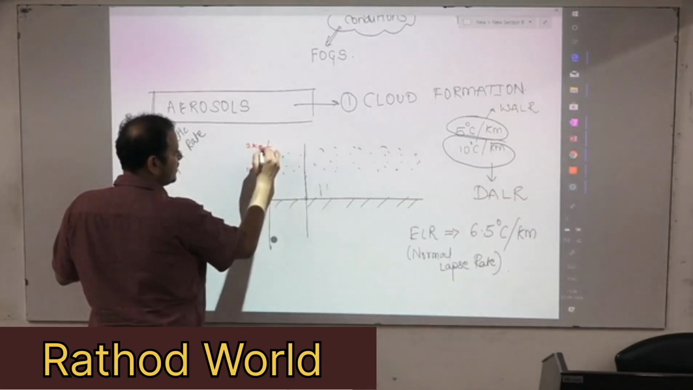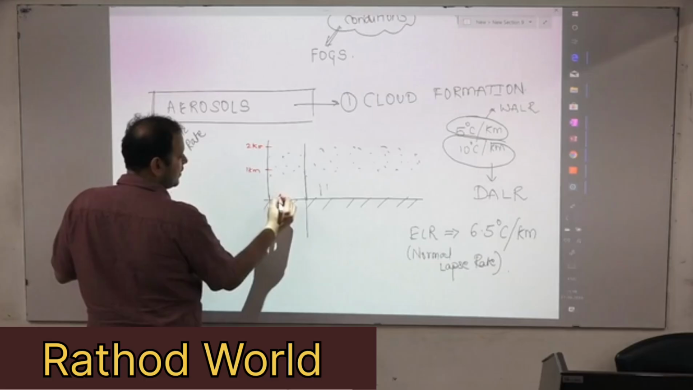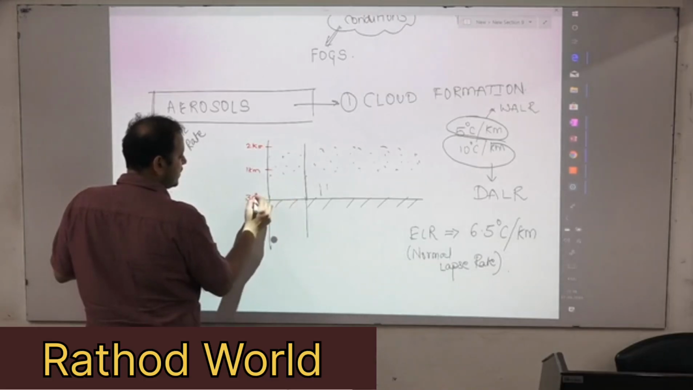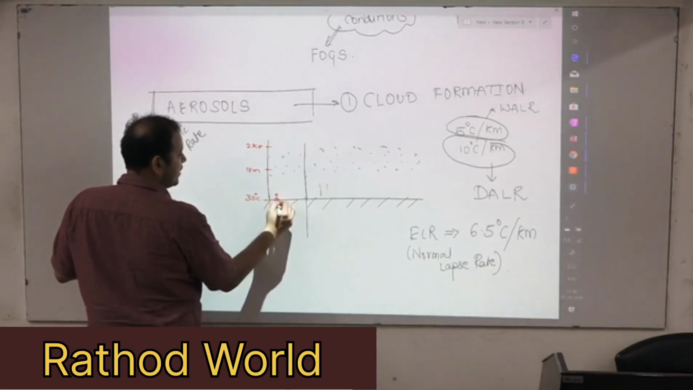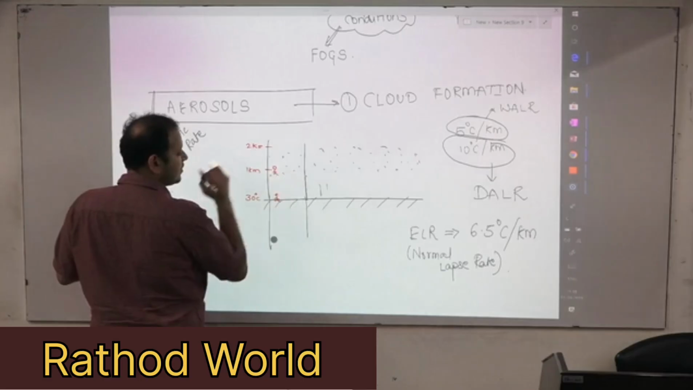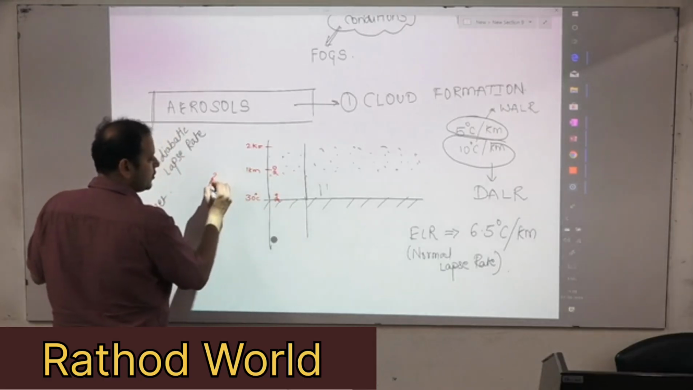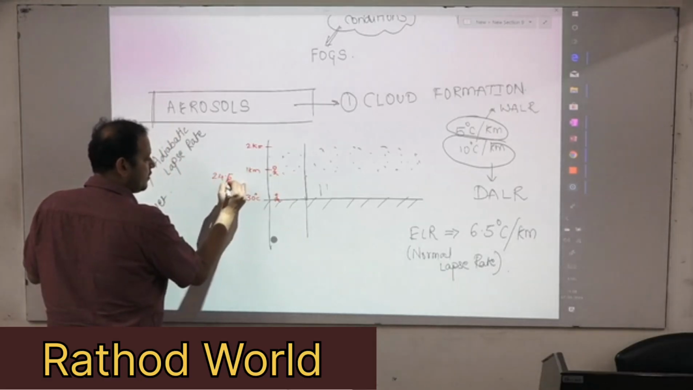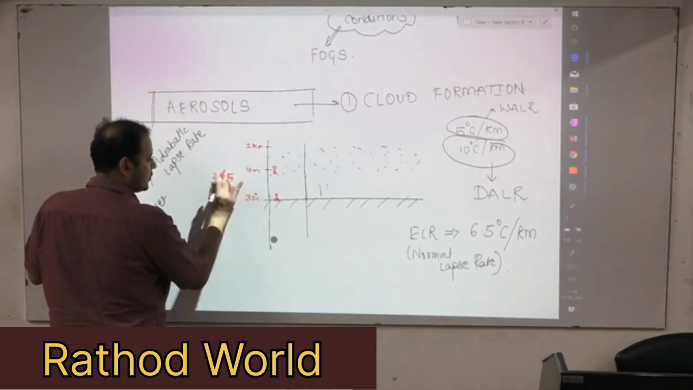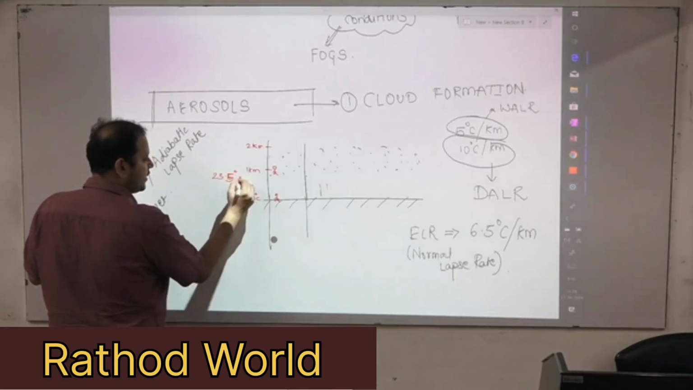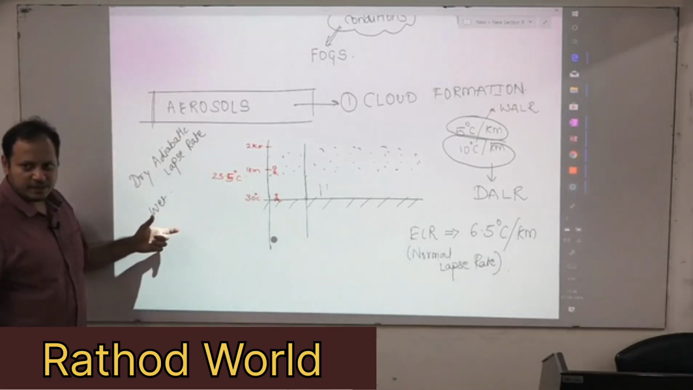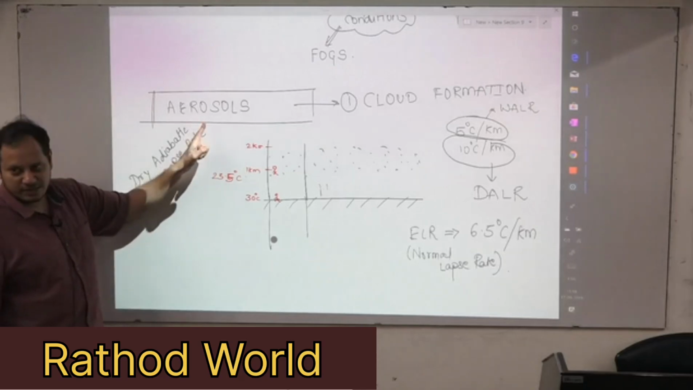Means, if the air here is static, means it is stable air, and the temperature here is 30 degrees Celsius, you are here, and by some mechanism if you come here, the temperature here will be 23.5 degrees Celsius. That is the environmental lapse rate. And as you go higher, it is minus 6.5.